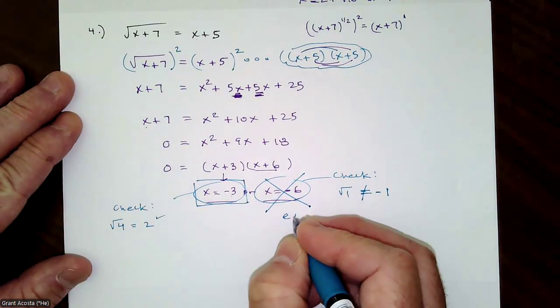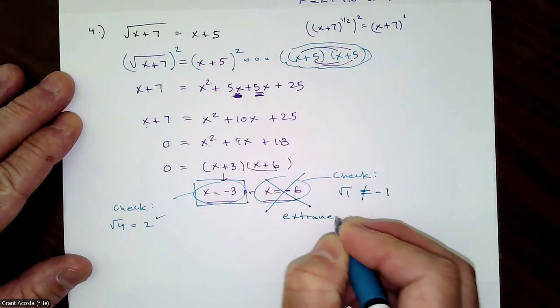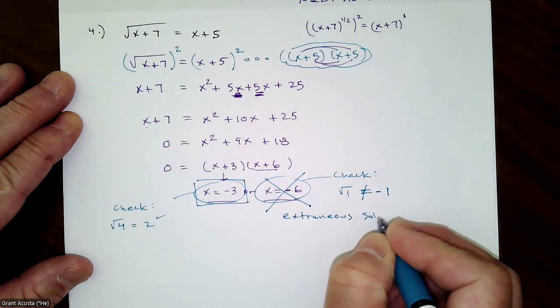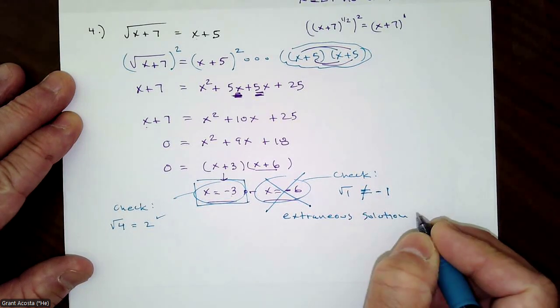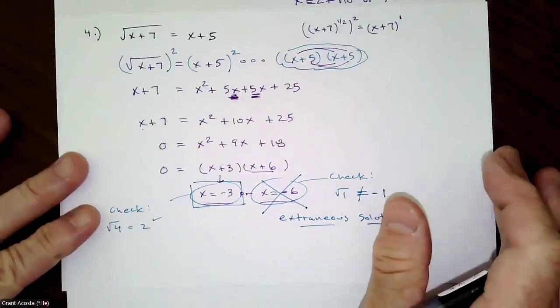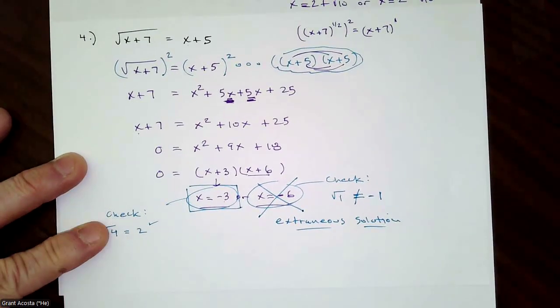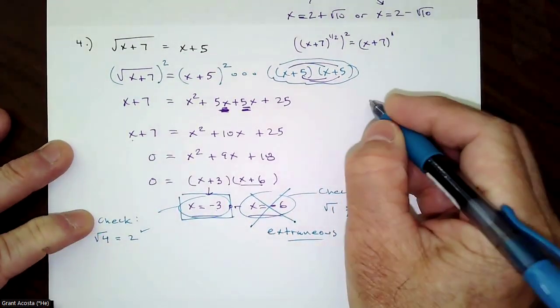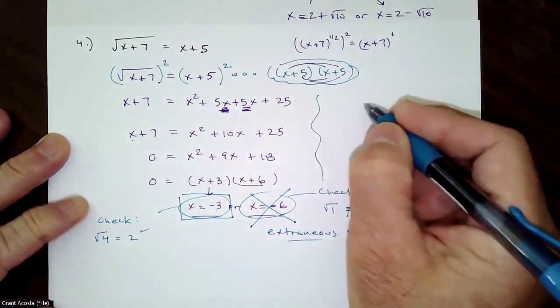Again, this is what we call an extraneous solution. If you're wondering why that happens, it has to do with the squaring part. I'll doodle in this space right here. For example, this is just a side note here.